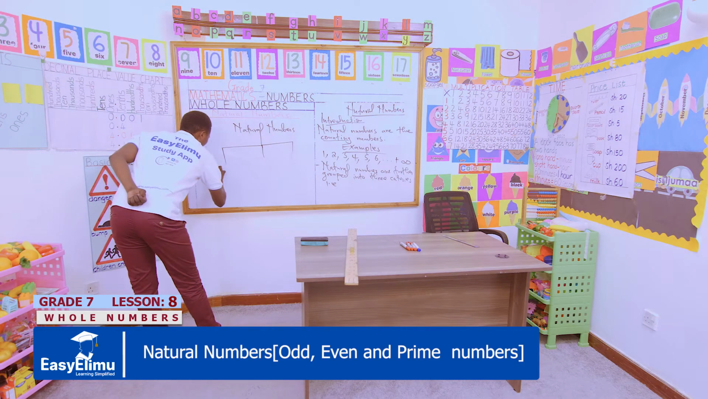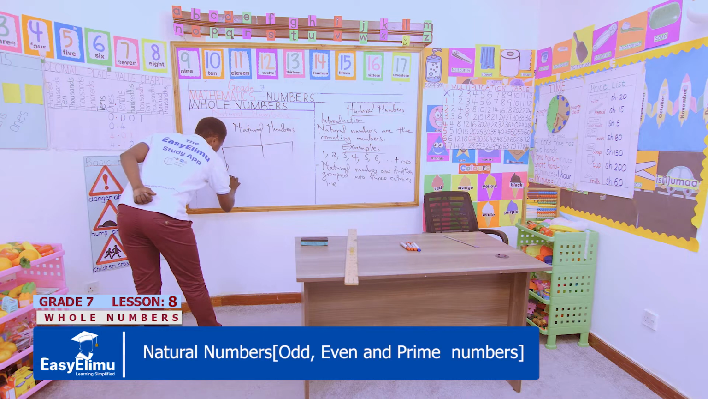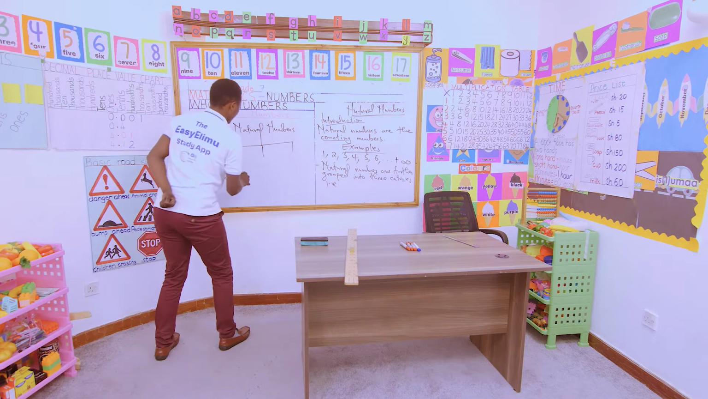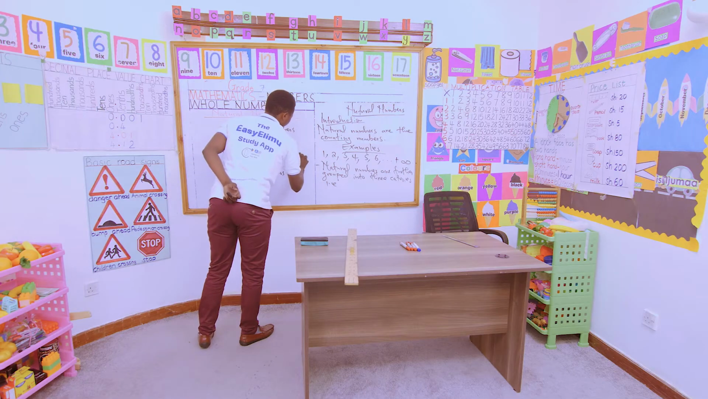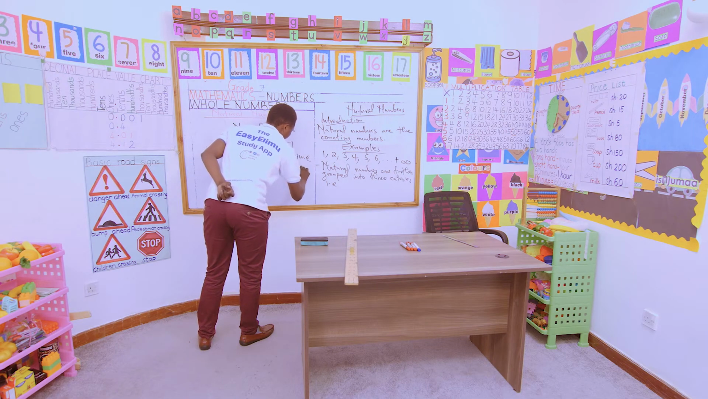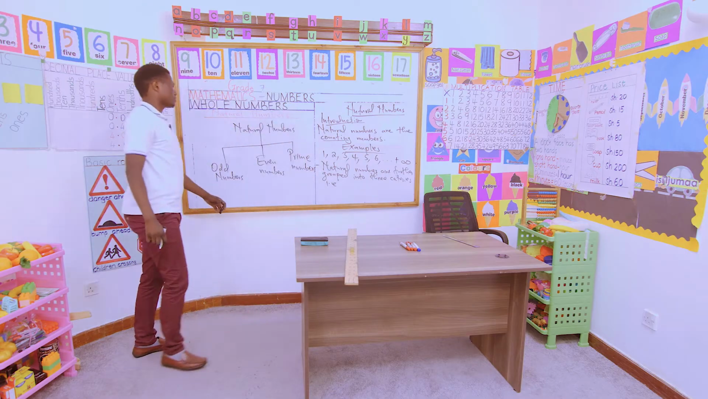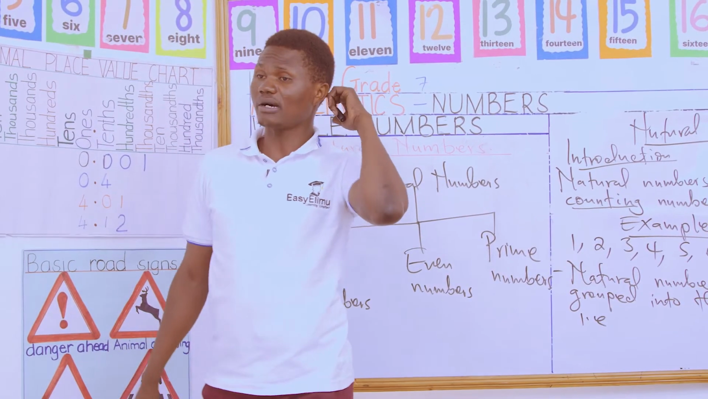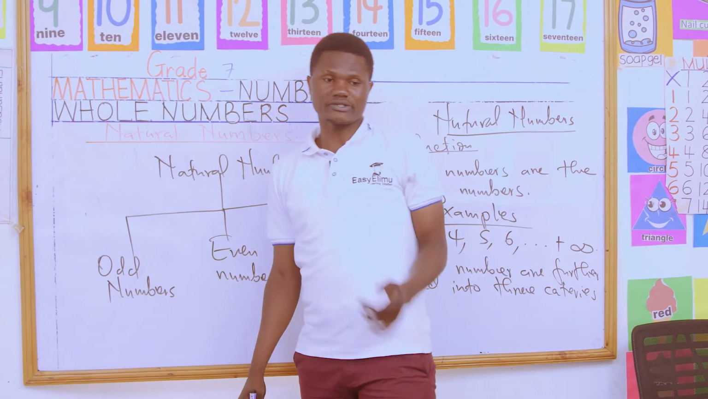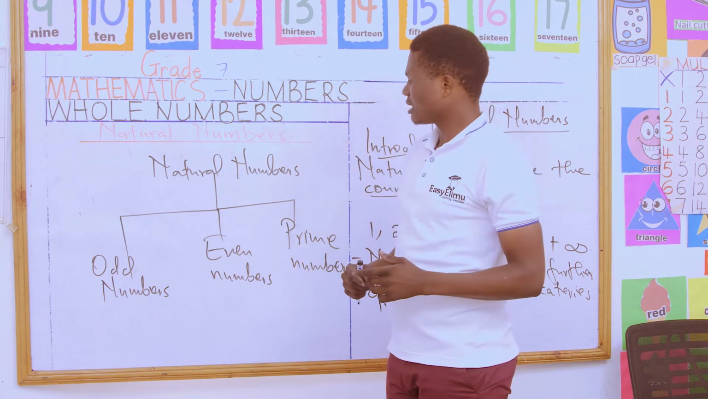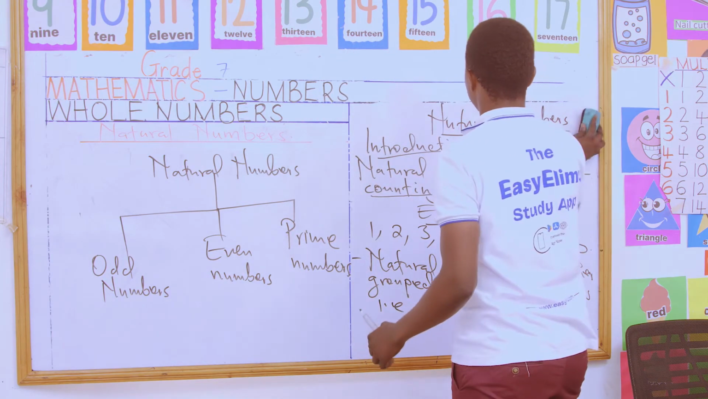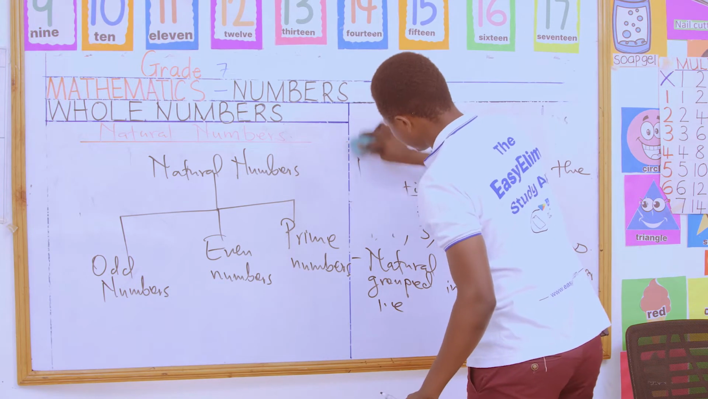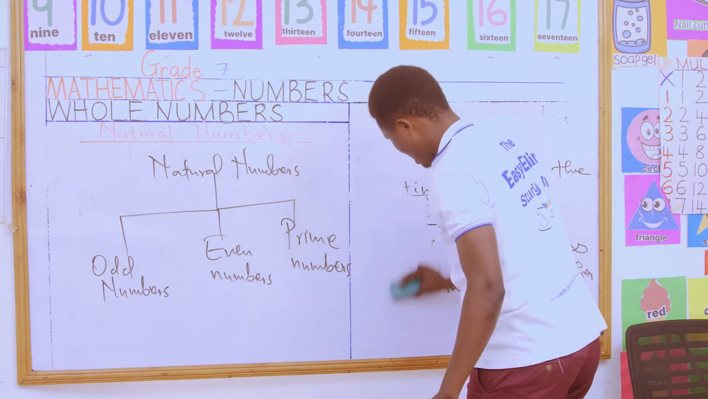So here we have odd natural numbers, even natural numbers. Then here we can have prime natural numbers. So these are the three main categories of natural numbers that we are going to discuss at this juncture, as far as natural numbers are concerned. So allow me in this first session to concentrate on odd numbers.